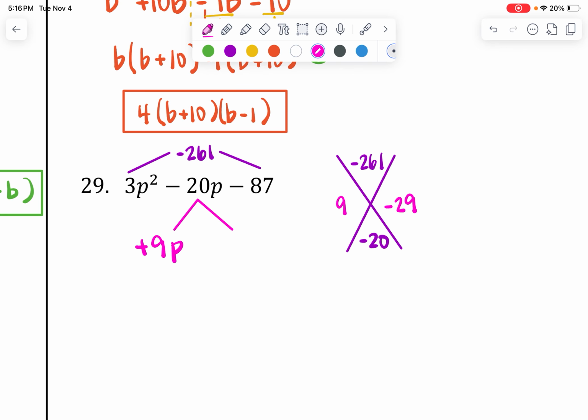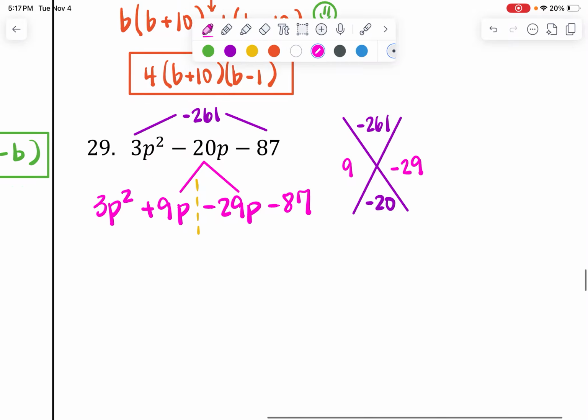All right, so that means I now know how that negative 20p was created with a positive 9p and a negative 29p. And then I can bring down my 87 and 3p squared. And yay, the hard part is over. We've got the 4-term polynomial. So now we can just split it down the middle and start GCFing each side.